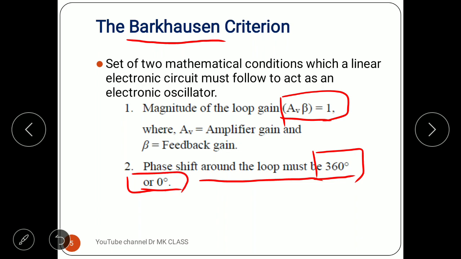That means the phase shift should be 0 degrees, so we can say the phase around the loop must be 360 or 0 degrees. The first condition is A beta equal to 1. The other is that the phase must be 360 degrees or 0 degrees. We will study how the Barkhausen criteria help our oscillator design.